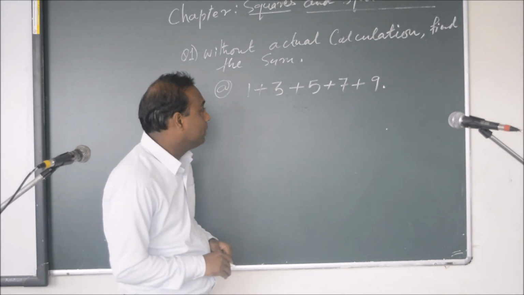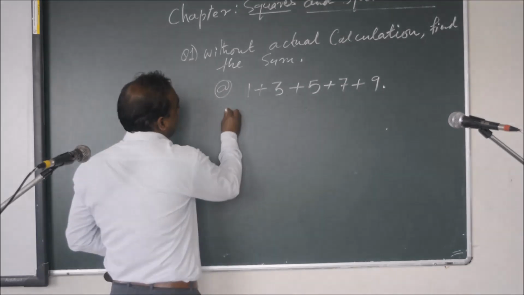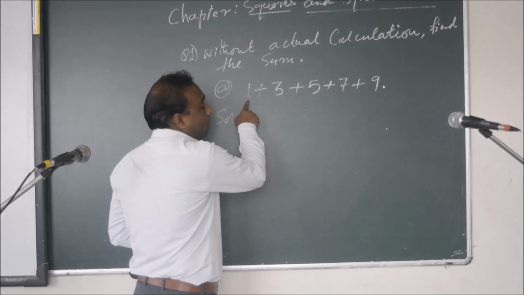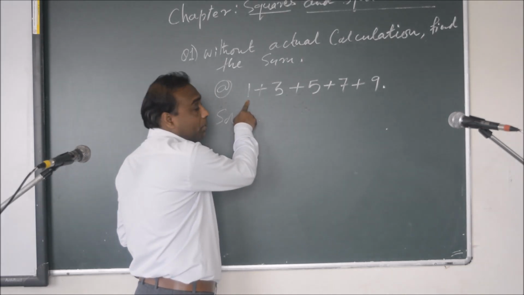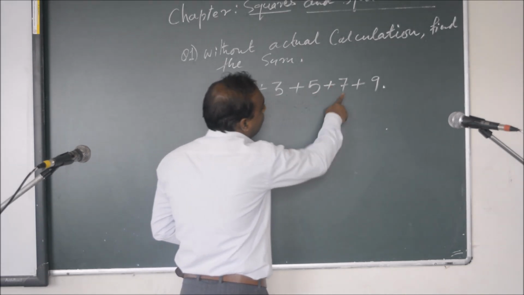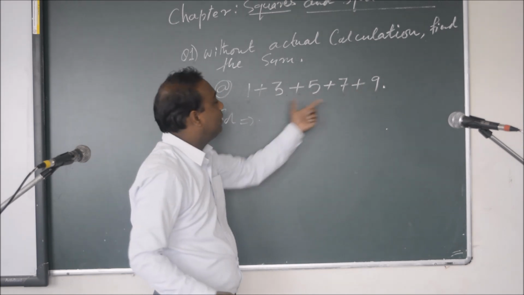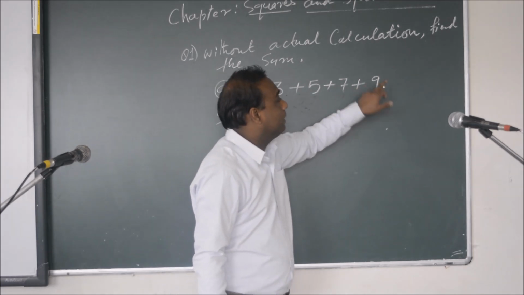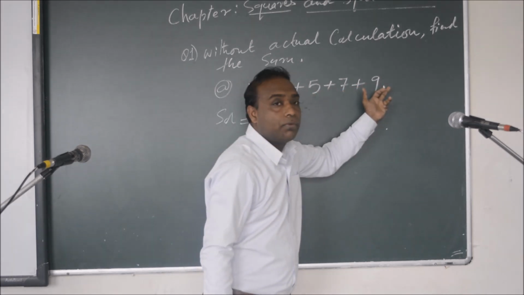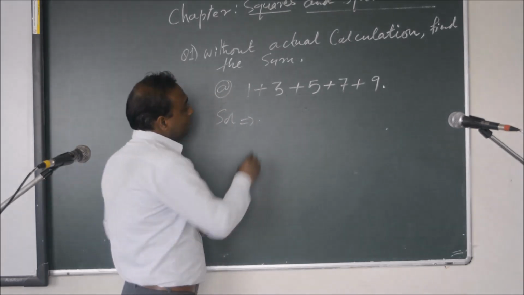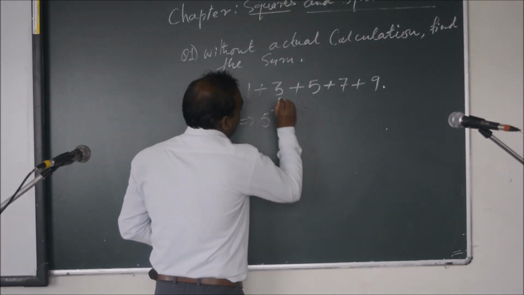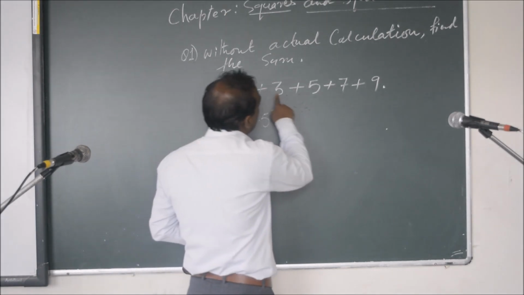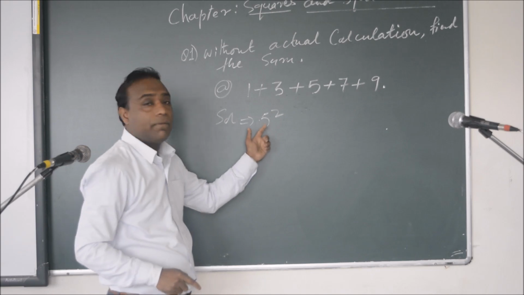How to do it? Now, you can see here. In the solution, what to do is just count the numbers: 1, 2, 3, 4, 5. So how many numbers are there? There are 5 numbers, 1, 3, 5, 7, 9. So that's why you can write here, this is 5 square. Directly you can write 5 square.